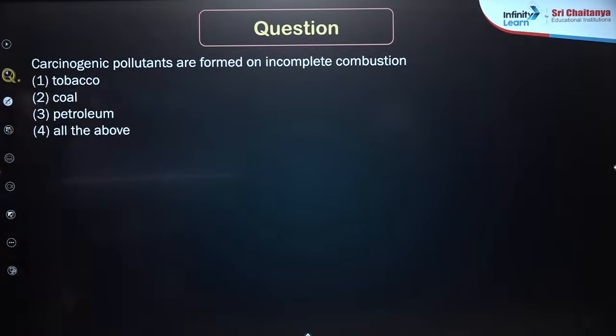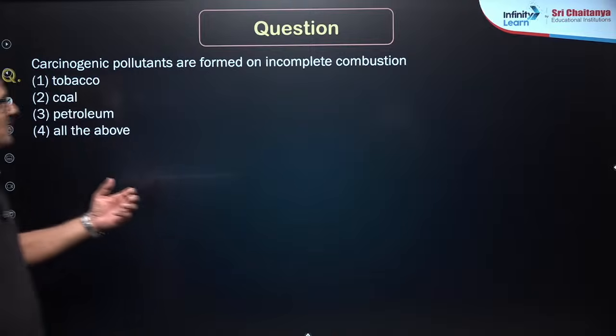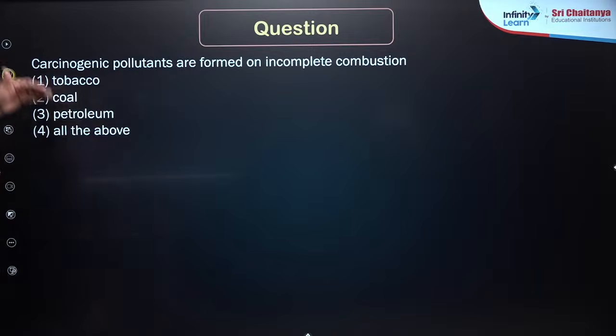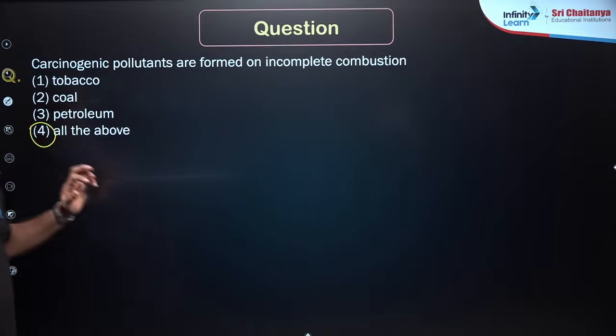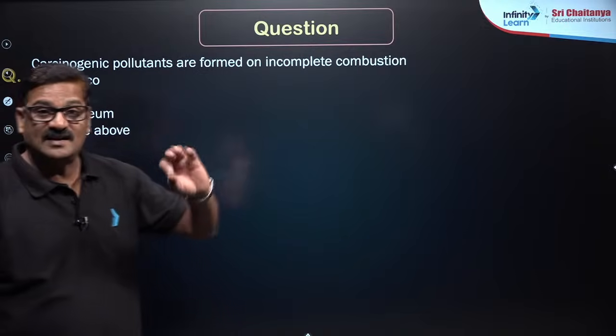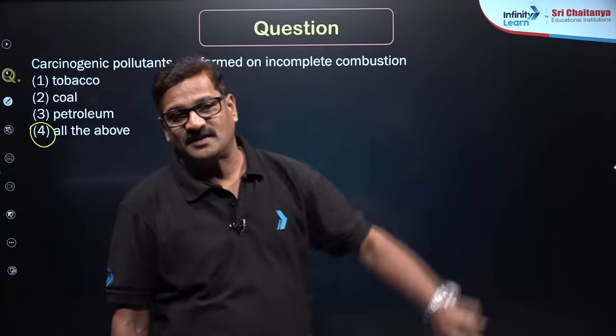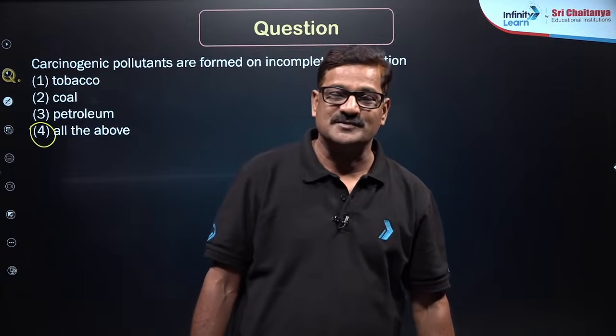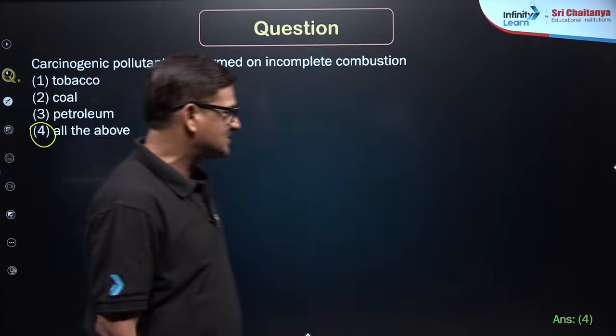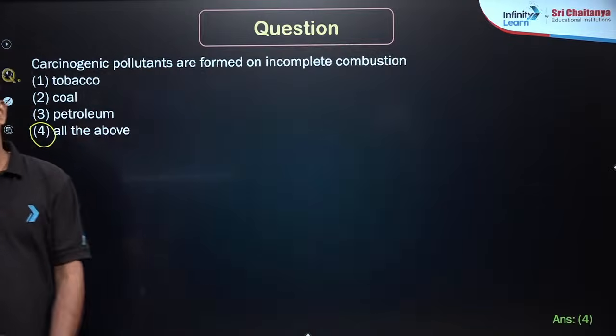One more. Carcinogenic pollutants are formed in the incomplete combustion of coal, petroleum, tobacco, all the above. Carcinogenicity is there in the grade 11 NCERT, in the last part of the textbook, in organic chemistry, hydrocarbons. So the answer is going to be 4. Fine, beta? Clear?